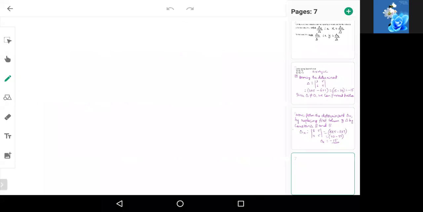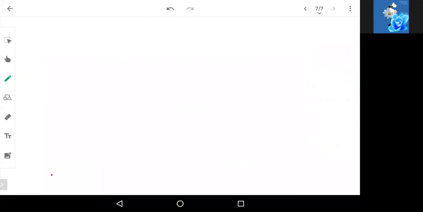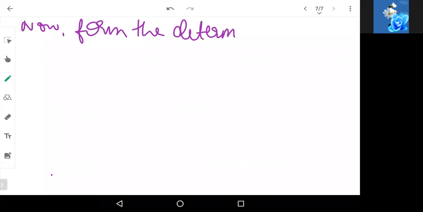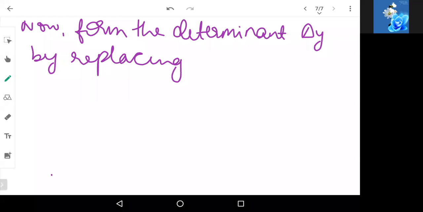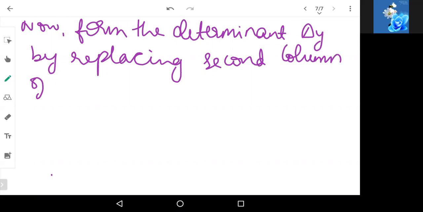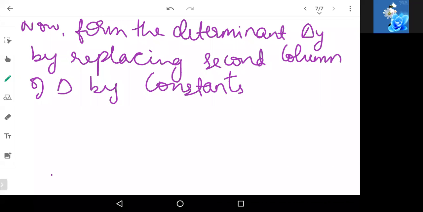Okay. Now the next step is replacing the second column with the constants. Now form the determinant delta y by replacing second column of delta by constants. If you write this in exam, well and good, no problem, but there is no compulsion to write the explanation. If you want, you can write it, no problem.